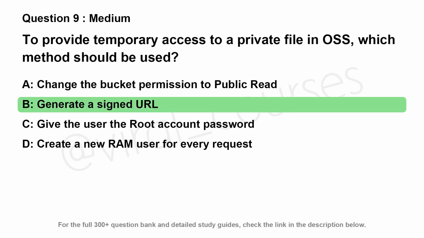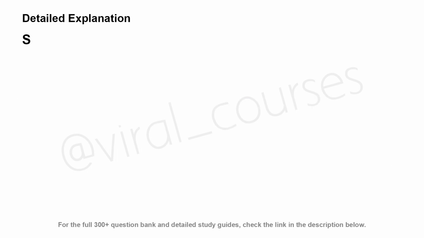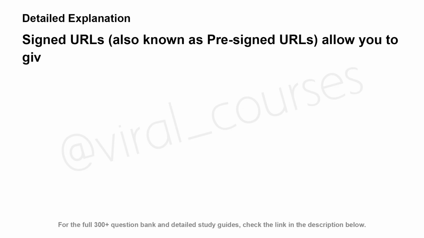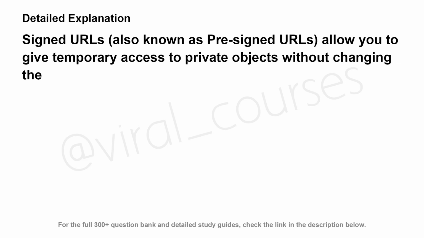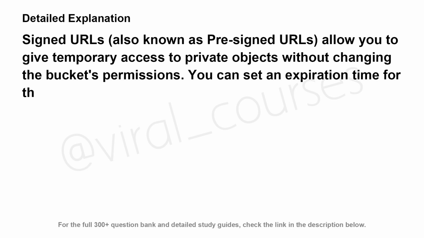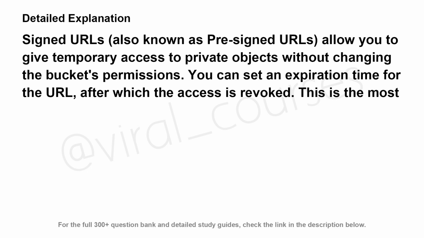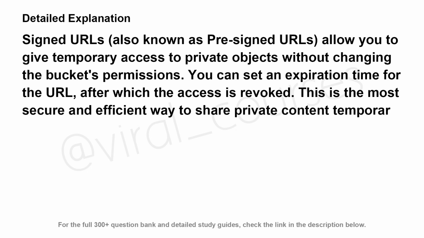The correct answer is B. Signed URLs, also known as pre-signed URLs, allow you to give temporary access to private objects without changing the bucket's permissions. You can set an expiration time for the URL, after which the access is revoked. This is the most secure and efficient way to share private content temporarily.